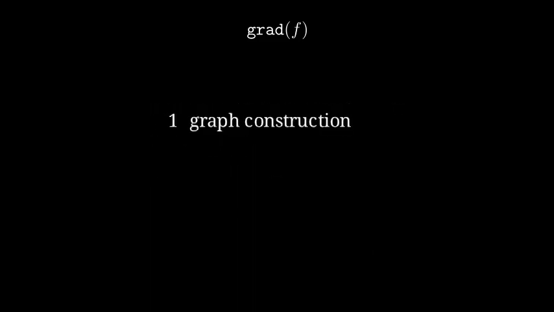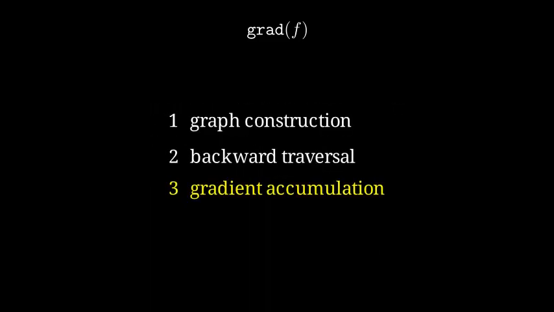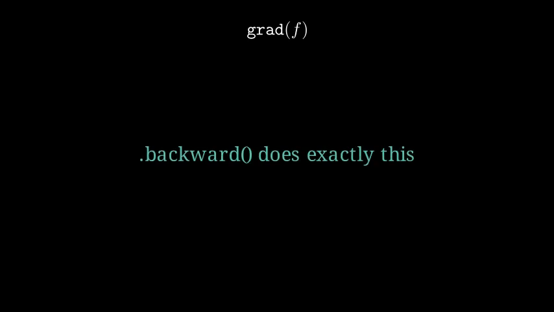So automatic differentiation is not magic. It rests on 3 plain ideas: graph construction during the forward pass, backward traversal in reverse topological order, and gradient accumulation wherever a variable repeats. That is the entire machine. So when PyTorch calls dot backward, it isn't doing anything we haven't already built. Nothing more. It is doing exactly what we just built: walking the graph, calling backward functions, summing gradients.